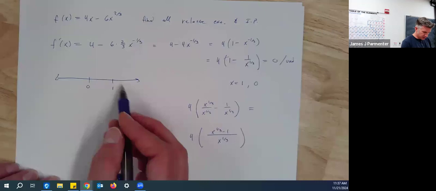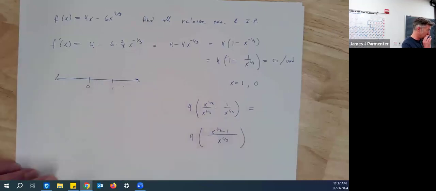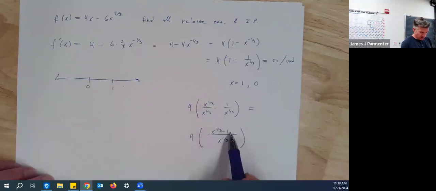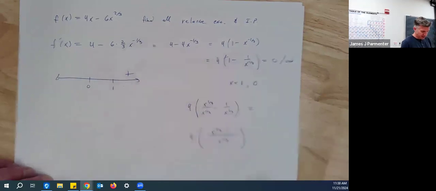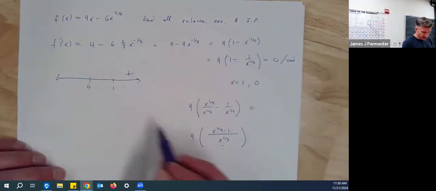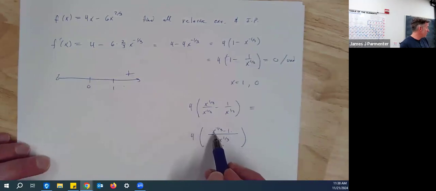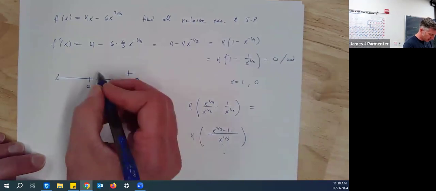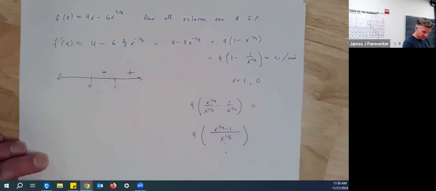So, let's see. Pick a number larger than 1, like 8. 8's a great choice here because we know the cube root of 8 is 2. 2 minus 1 is positive. 2 is positive. Positive over positive is positive. Pick a number between 0 and 1. I don't know what I'm picking, but a number less than 1 to the 1/3 is still less than 1, and subtracting 1 is going to be negative. Bottom's going to be positive. Whole thing's negative. Finally, pick a number that's negative, like -1.